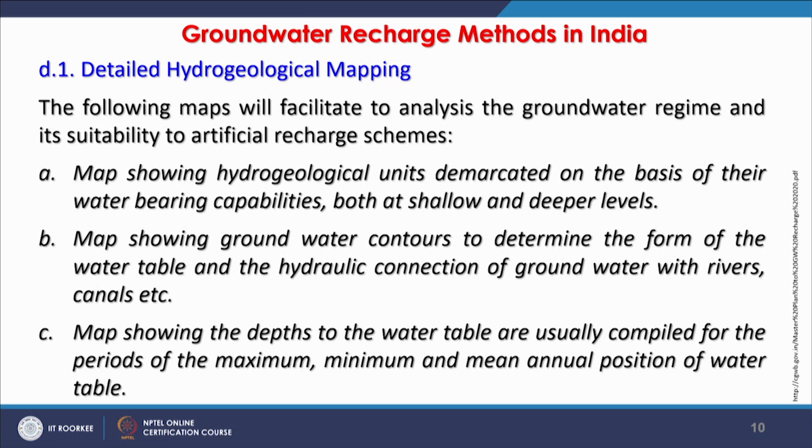Further, we also require the depth to the water table, which is usually compiled for the period of maximum, minimum and mean annual position of the water table. The groundwater organization can also provide such maps, the maximum, minimum and mean, showing what time we have the shallowest water table, what time the deepest, and what is the average of this.